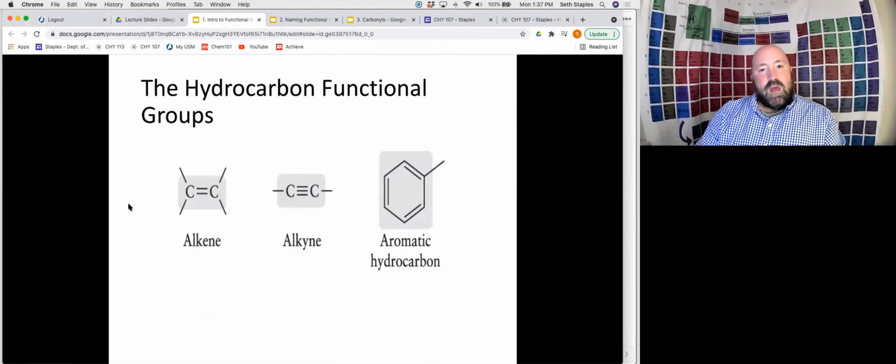We've already actually discussed some functional groups: the hydrocarbon functional groups, alkenes, alkynes, and aromatic hydrocarbons. Those are absolutely considered functional groups, because how they behave chemically and their chemical properties are driven by the fact that this double bond exists, or this triple bond exists, or this aromatic functionality exists. So we've started to look at some functional groups already.